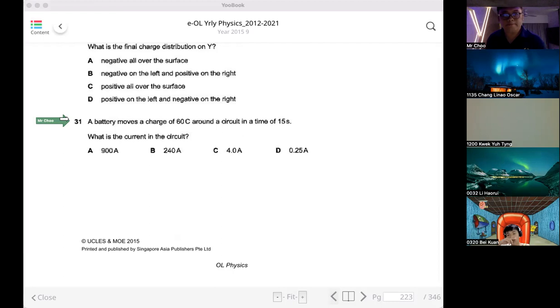Yifan, correct. Are you not sure about Yifan? Oscar, can you try again? Yuting, well done. Oscar, use the formula of I. What's the formula of I that we learned before?